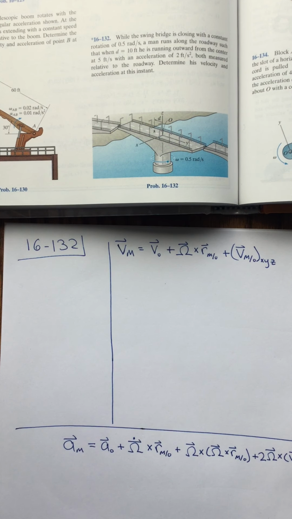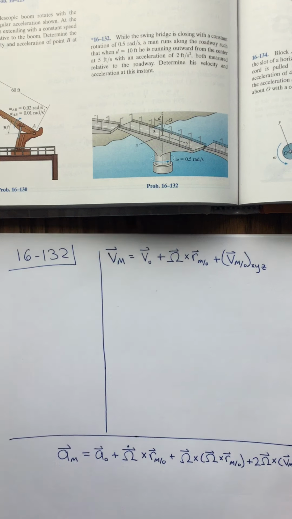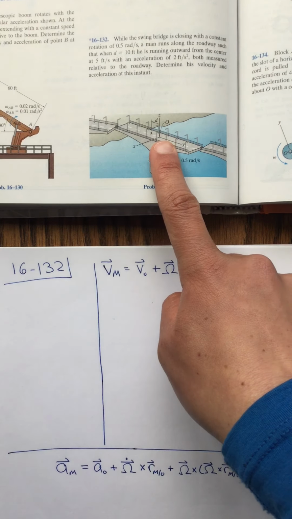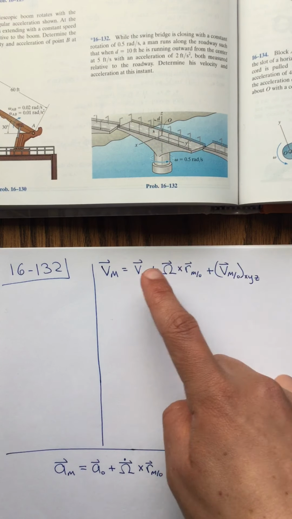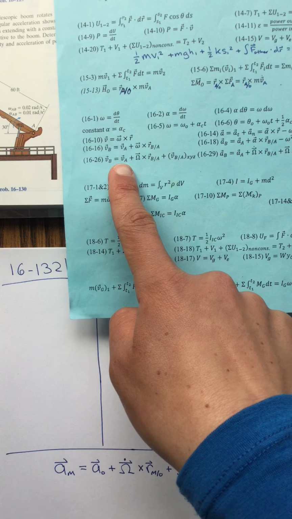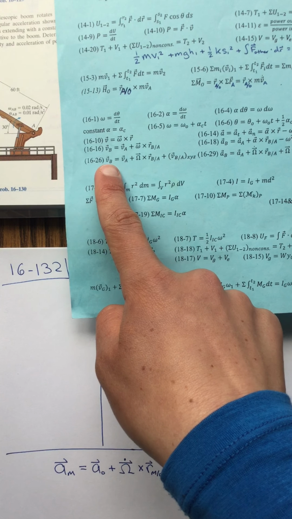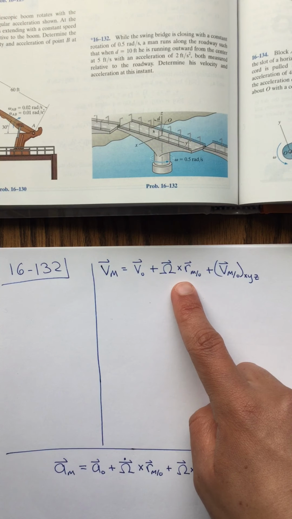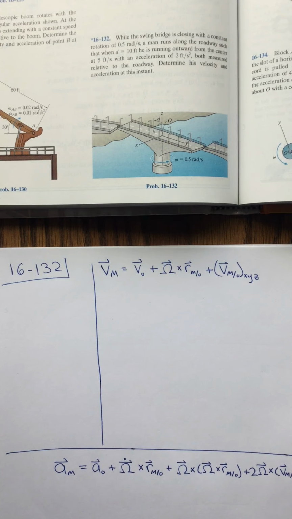So we are going to use equation 16-26. We're looking for the velocity of the man. The origin of the rotating coordinate system is O, so we're going to take 16-26, make the subscript A's O's, make the subscript B's into M's, and that gives us this equation here. Now we're going to read through the problem and figure out what they're giving us here.